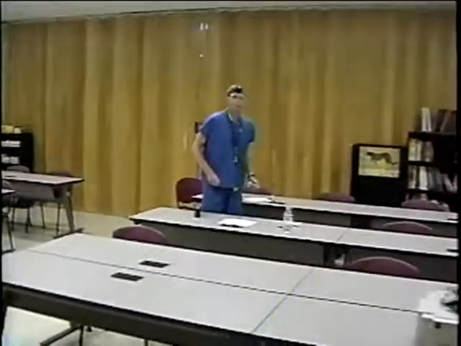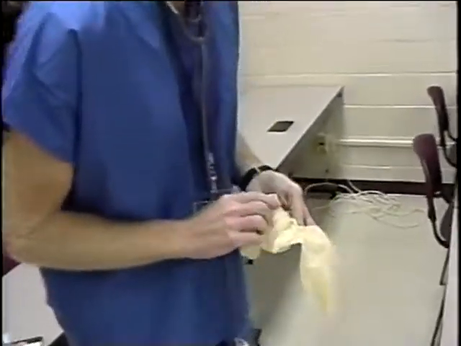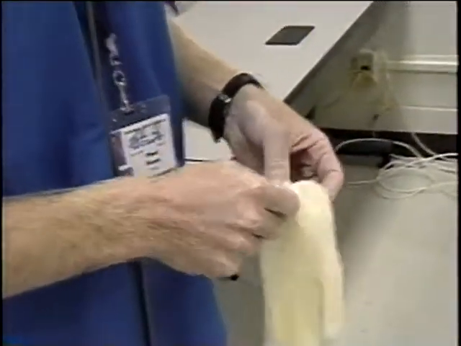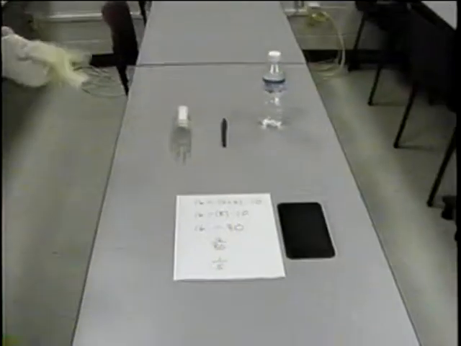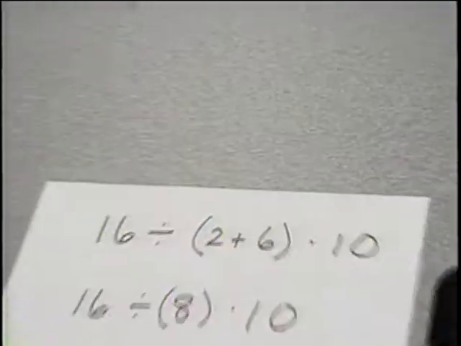Nurse, we need some lights, please. Thank you. Now, as you can see, we have our operating table set here. I need to get my surgical gloves on. This may take a second. Now, as you note, we do have this patient sitting here on the table. 16 divided by the quantity 2 plus 6 times 10.